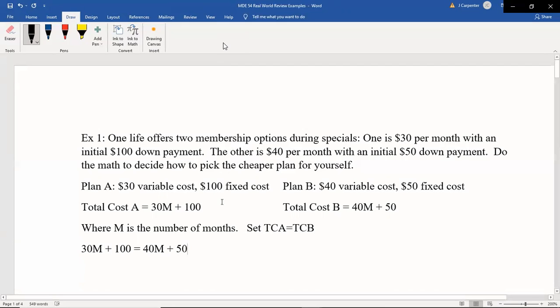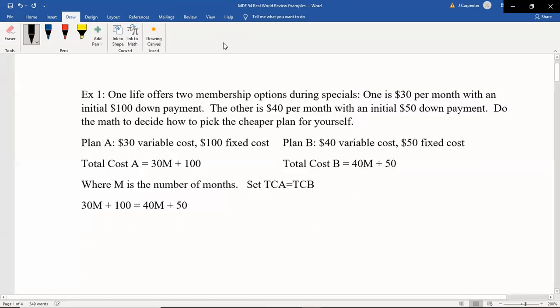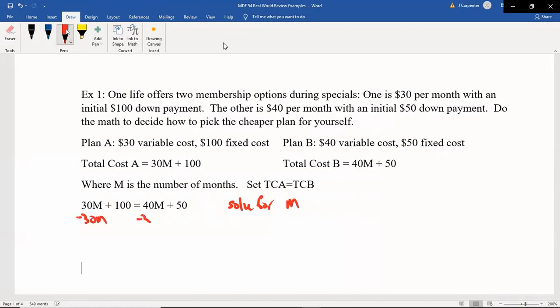And then from here, we're just going to do our basic algebra. So we want to solve for M. We got 30M on the left, 40M on the right. So it doesn't matter which way we move things. I like to keep things positive for the variable. So let's subtract 30M on both sides. Those would cancel, giving us 100 on the left equals 40 minus 30 is 10.